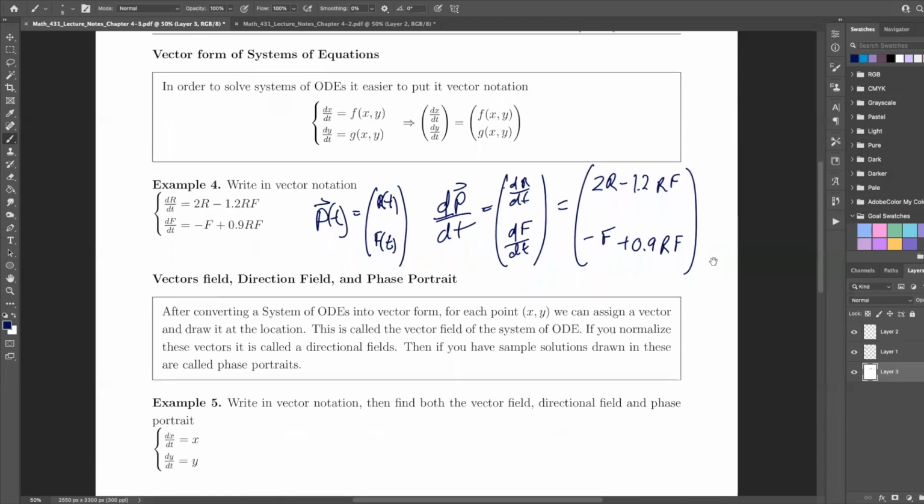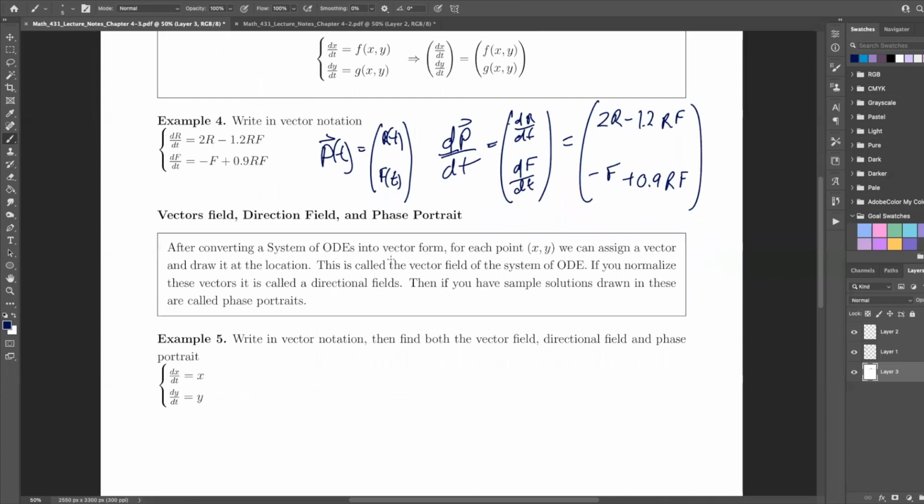All right, so after solving a system of ODEs in vector form, we can assign a vector and draw it at the location. At any point in time, whatever r or f of t is, I may not know what that is, but I can know what direction I'm going. If I solve this vector right here, that vector will point in the direction in which the solution will go.